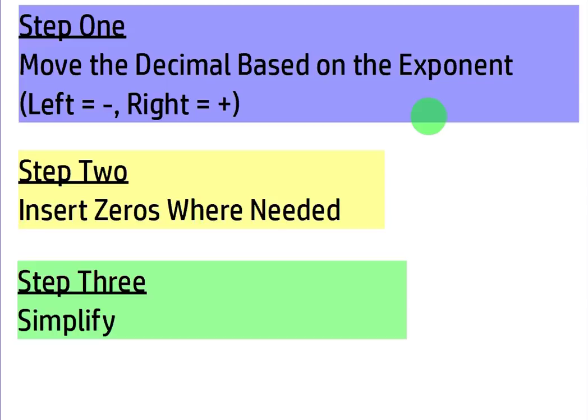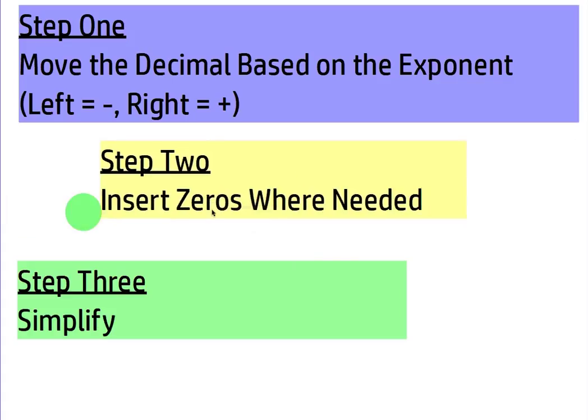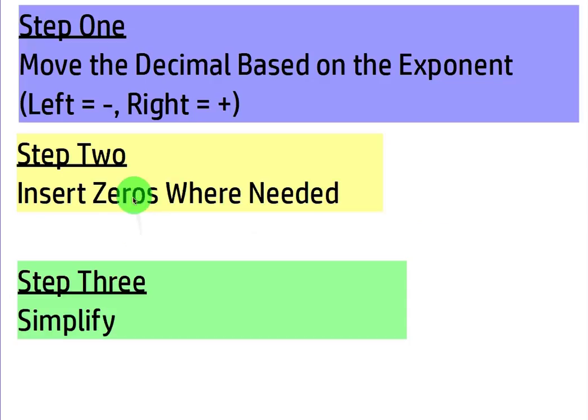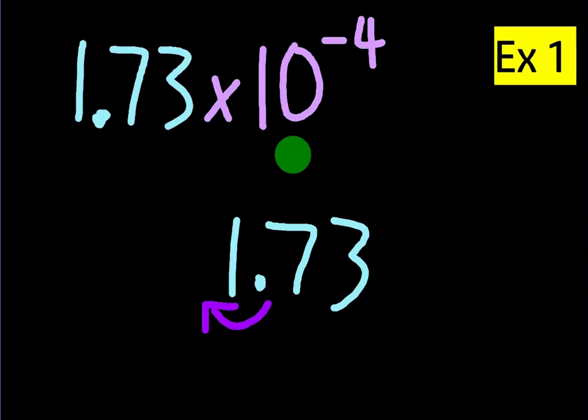So this leads us to step 2. My students have done a great job at executing this. Insert zeros where needed. Anytime there's not a digit there, you want to keep inserting zeros so that you can move that decimal over. And that's also true when you're moving the decimal to the right and you run out of digits. Just take a look. After I've moved this 1 to the left and there's no more digits there, I'm simply just going to put a 0 there.